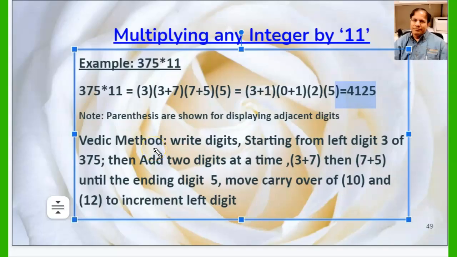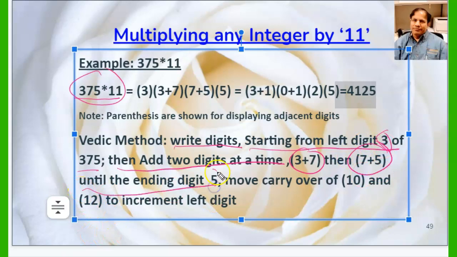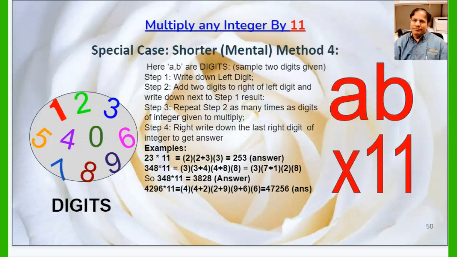So in words, this Vedic method: we write digits starting from the left digit, 3 of 375. Then add the two digits at a time, first 3 plus 7, and then 7 plus 5, until we end up with the last digit 5, and then use carry over to get the result 4125.